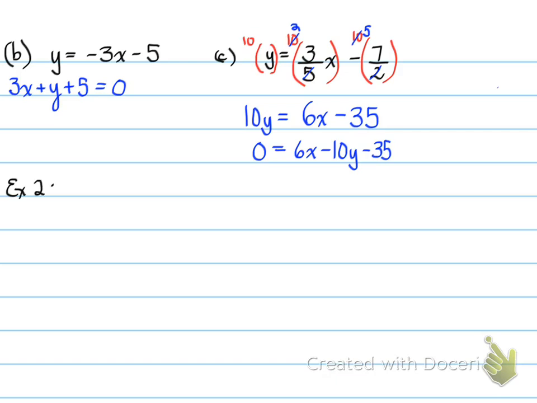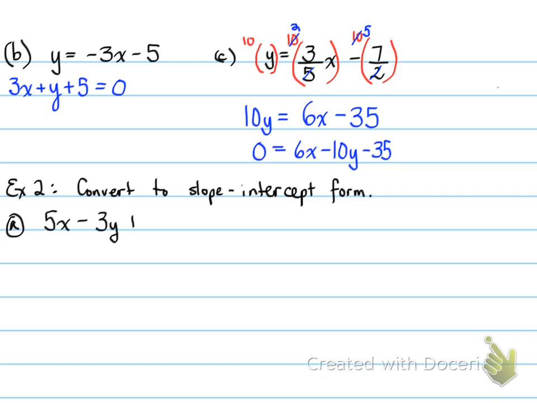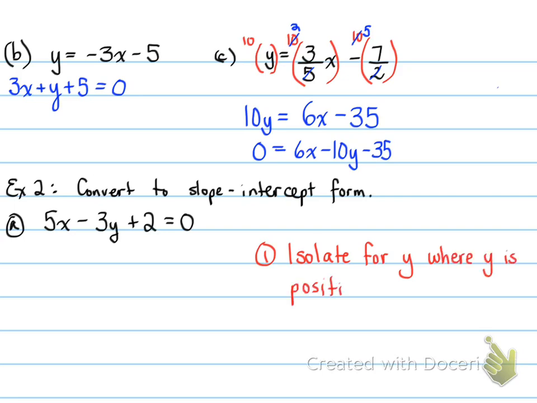Okay, moving on. Example 2. Convert to slope-intercept form. So now we're going to convert to slope-intercept form. That means we're going to make y by itself. Looking at the first equation, we need to follow certain steps. So here's our standard form equation. We need to change it to slope-intercept form. Step number 1 is to isolate for y where y is positive. So we need to move the y to the side where y is positive. y here is negative. We want to move the y over to the right side.